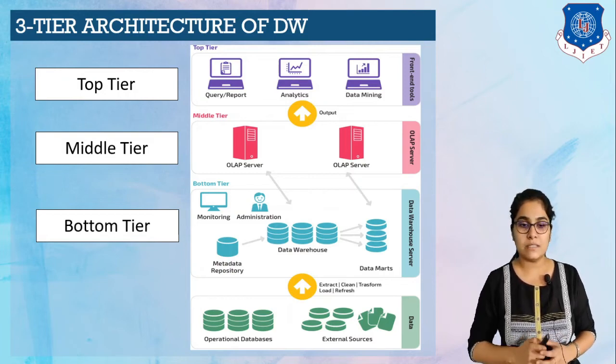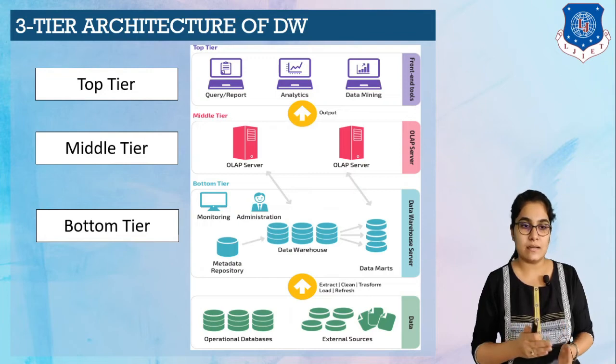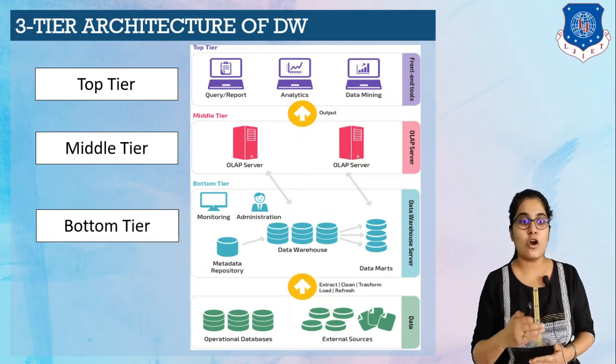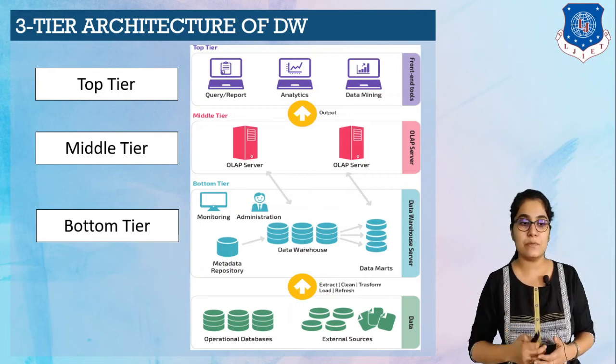Next is middle tier. The middle tier is an OLAP, which is Online Analytical Processing Server, that is typically implemented using either a relational OLAP or a multidimensional OLAP. A ROLAP model, that is an extended relational DBMS that maps operations on multidimensional data to standard relational operations, whereas a MOLAP model, that is a special purpose server that directly implements multidimensional data and operations.